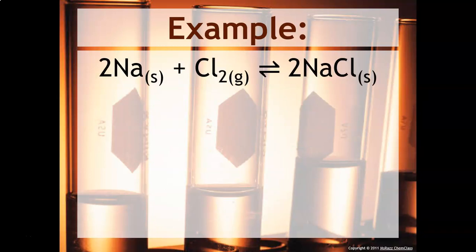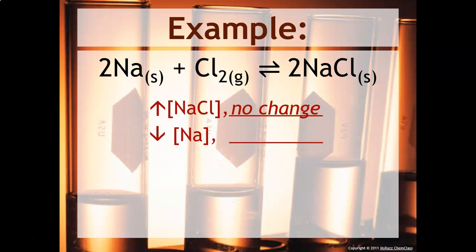So here's an example. Let's say I say to you, we're increasing the concentration of NaCl. Well, guess what? No change. It's a solid. So you really got to pay attention to those little symbols that you see in the lower right-hand corner. If we decrease the concentration of sodium, guess what? It's a solid. That's also no change.